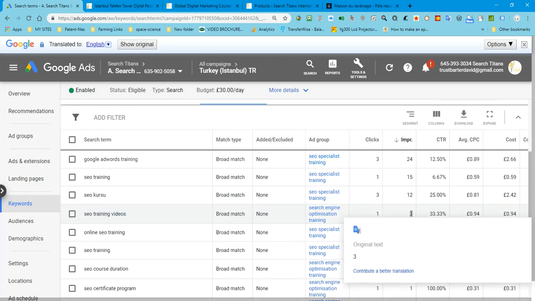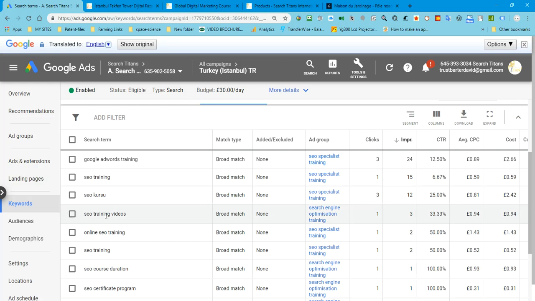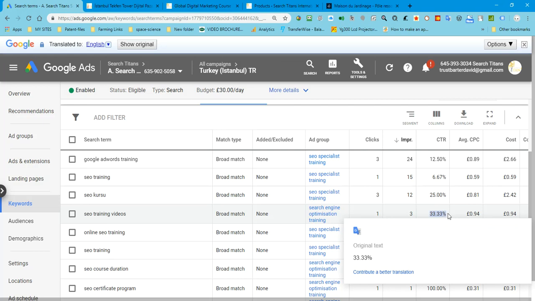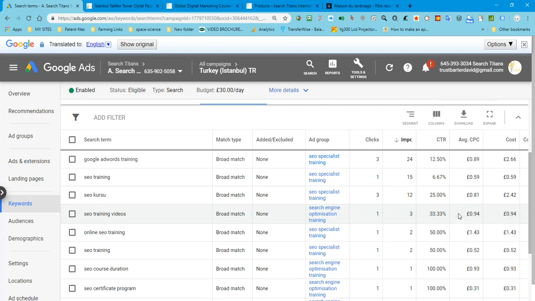I got three impressions for that exact phrase from three different people, and one of them clicked on my link, which gives me a 33% CTR. That's exactly what I expect from the best keywords that I want to target. A 35% click-through rate is perfectly acceptable to me.